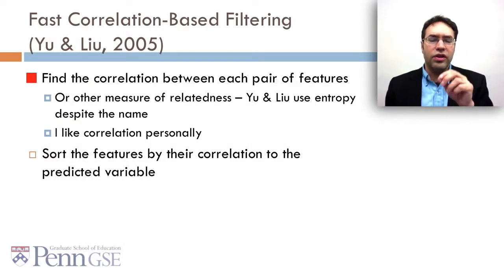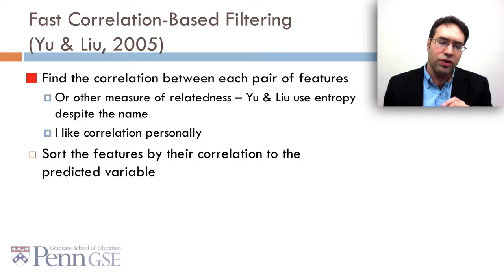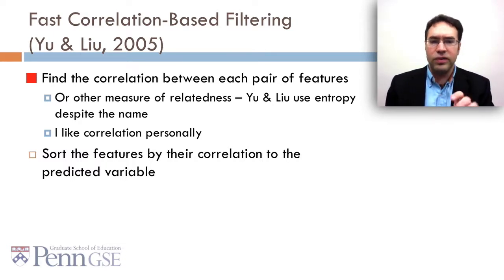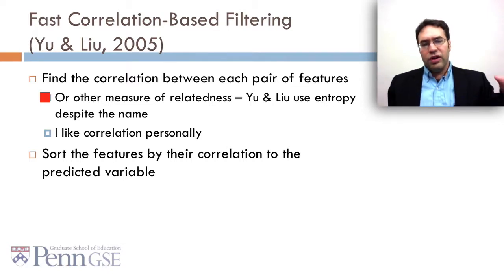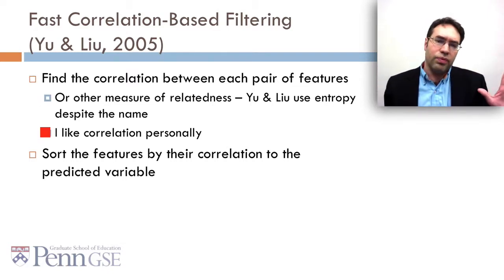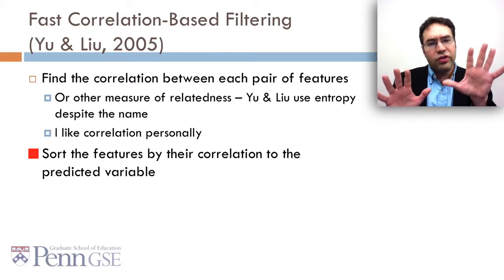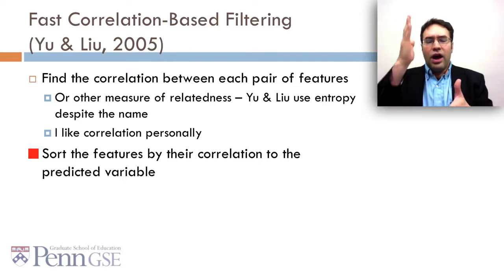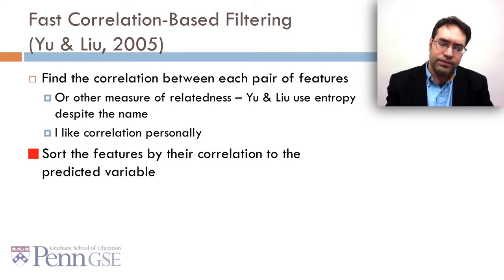An alternative is fast correlation-based filtering by Yu and Liu. In fast correlation-based filtering, you find the correlation between each pair of features, or some other measure of relatedness. I like correlation personally. And then you sort the features by their correlation to the predicted variable. So before you even look at the correlation between the variables, you're going to say, how well do they fit what you want to predict?